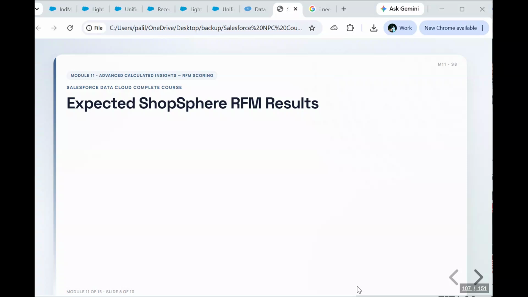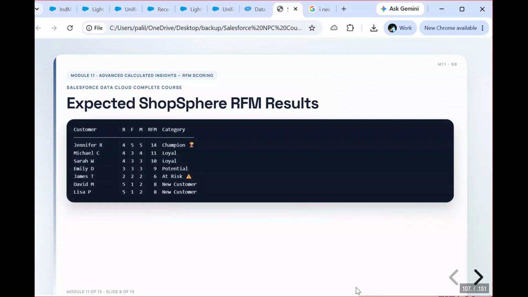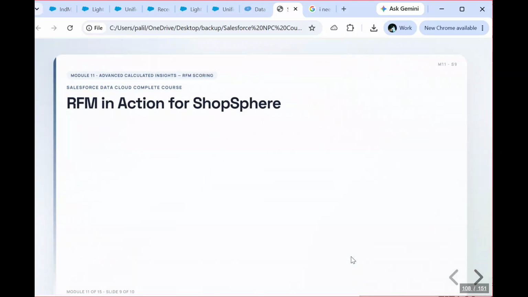Here's what we expect the RFM result to look like for Shopware customers. Jennifer Rodriguez, with 7 purchases across all channels, nearly 580 in spend, and a relatively recent last purchase, should score as a champion at 14. Michelle is a loyal customer at 11, and James, who has fewer purchases and hasn't bought recently, is at risk at 6. These scores directly map to different marketing strategies.